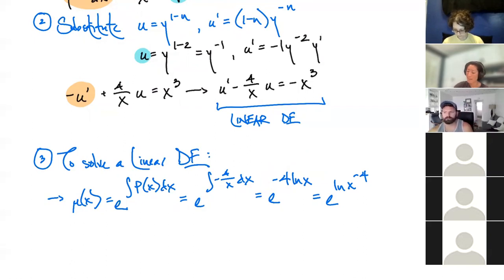Now we can say e and natural log undo each other, and so we obtain an integrating factor of x to the -4, okay?